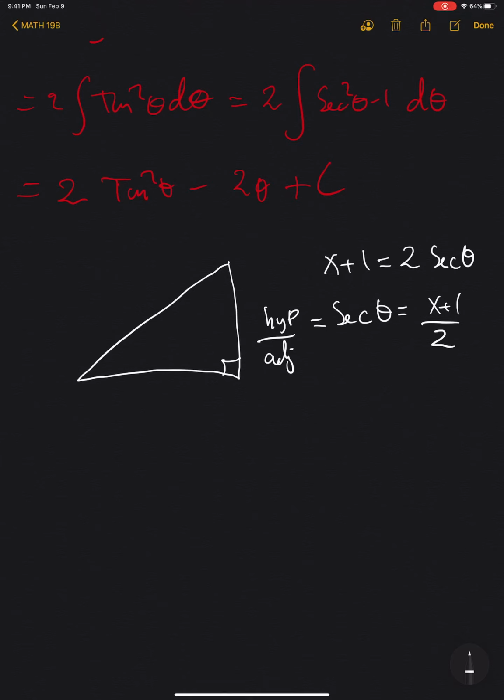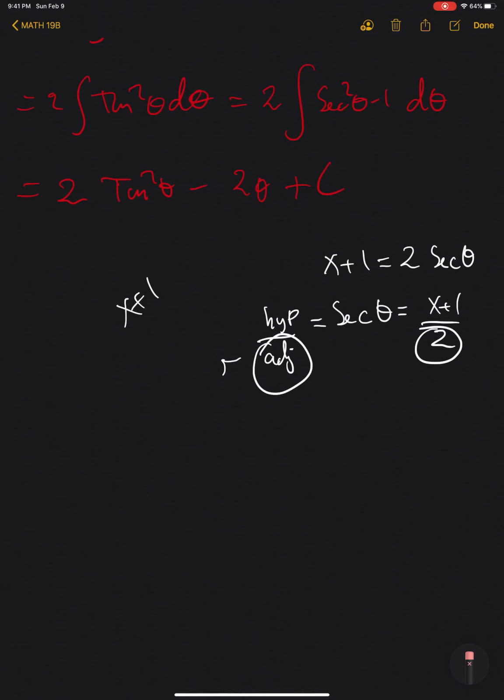So I can just read off this fraction over here, because this is telling me that the hypotenuse of this triangle is x plus 1. And then it is telling me that the adjacent side for theta is just 2. So if I locate theta to be this angle over here, that means that the adjacent is going to be 2. Now what we need to do is find tangent, and find theta in terms of x, basically.